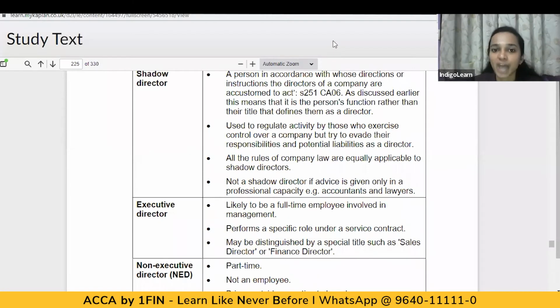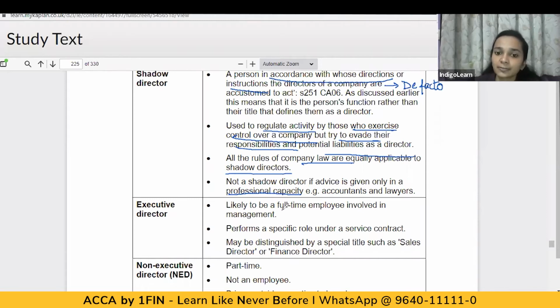Now, talking of a shadow director. A person in accordance with whose directions or instructions the directors of the company are accustomed to act. So this is nothing but a de facto director. They are used to regulate activity by those who exercise control over the company or try to evade their responsibilities and potential liabilities as a director. So all rules of company law apply equally to a shadow director. If advice is given in a professional capacity, then that person is not a shadow director.